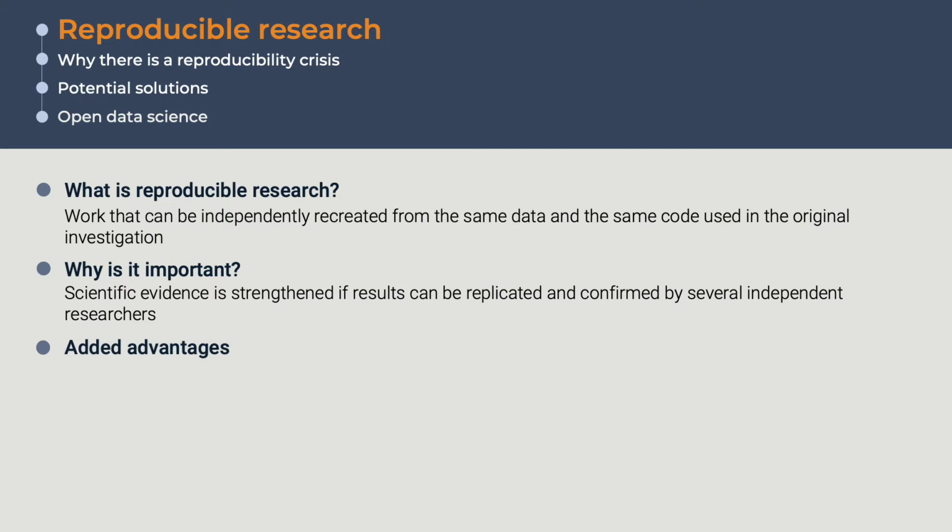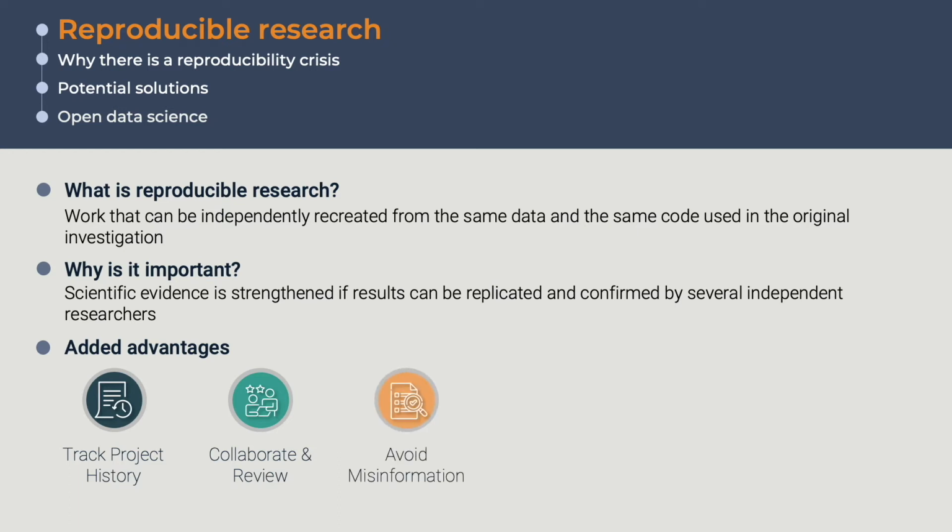Besides its benefits for the scientific community, reproducible research also has many other advantages. Working reproducibly allows data scientists to track a complete history of the project's planning and development. It allows other researchers to gain an in-depth understanding of our work, which can facilitate peer review and collaboration. Well-documented analyses allow us to validate the results of our work and avoid misinformation, and they can help us write up reports and papers more efficiently.